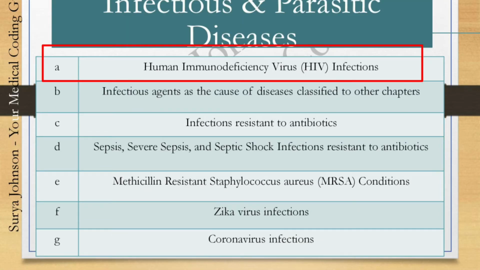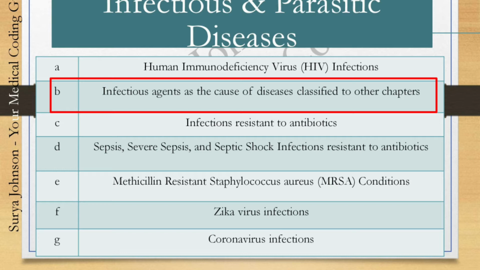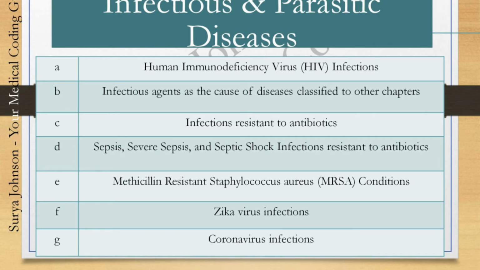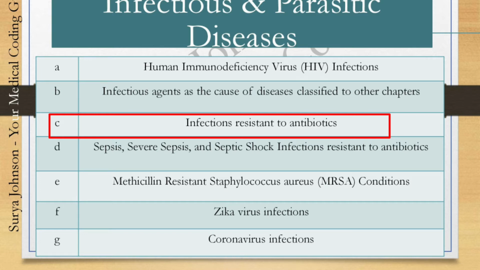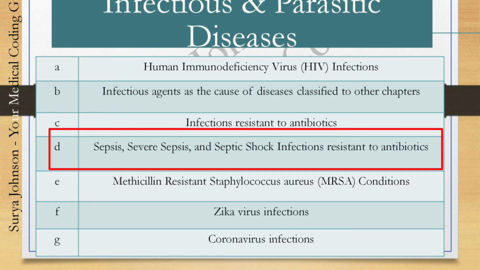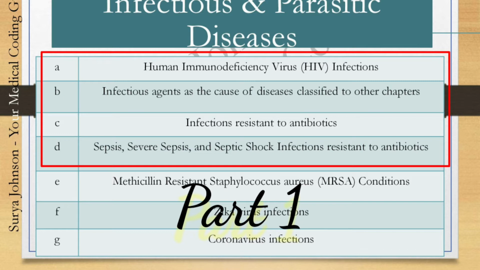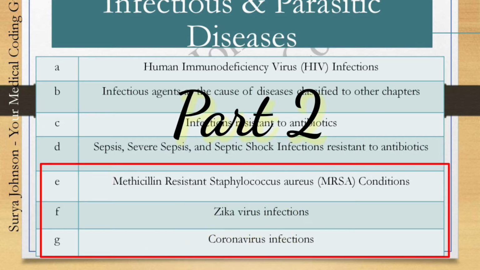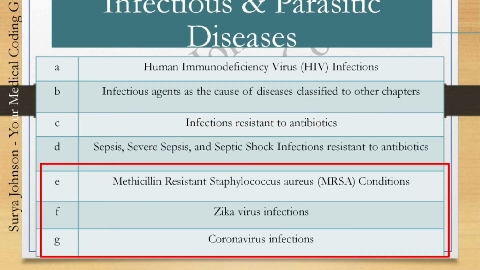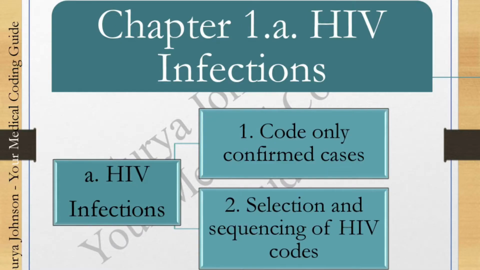The first one is HIV infection, the second is infectious agents as a cause of disease classified to other chapters, the third is infections resistant to antibiotics, and the fourth is sepsis, severe sepsis and septic shock. So we'll be covering these 4 in today's video. And in my next video, we'll cover the remaining 3, that is the MRSA conditions, Zika virus infections and coronavirus infections. So, first, HIV infections.